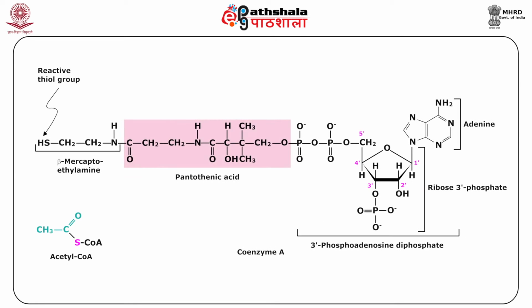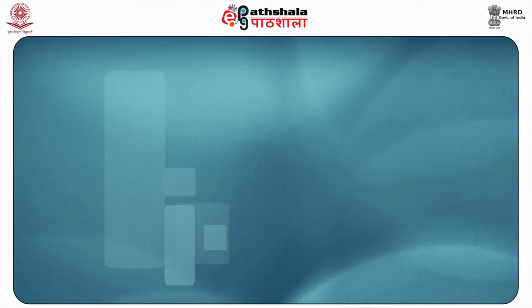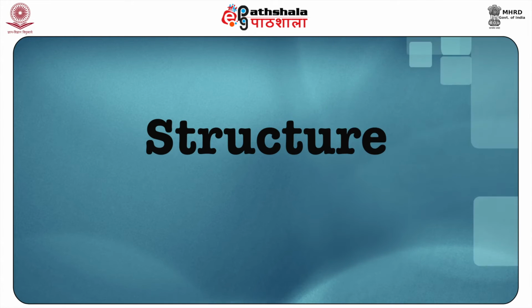Coenzyme A can be divided into two components, adenosine 3',5'-diphosphate and pantetheine, which is formed by the combination of pantothenic acid and beta-mercaptoethylamine. Now, as you can see here, clearly the structure of coenzyme A in the figure. Let us now study the structure.